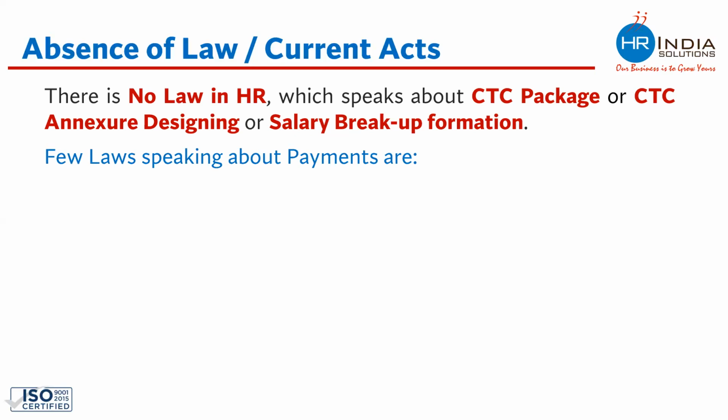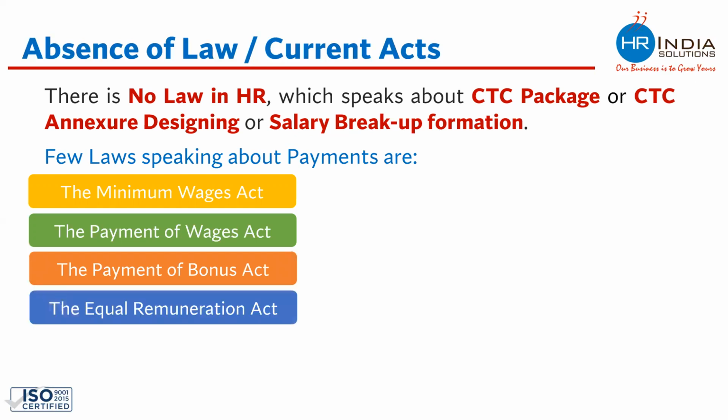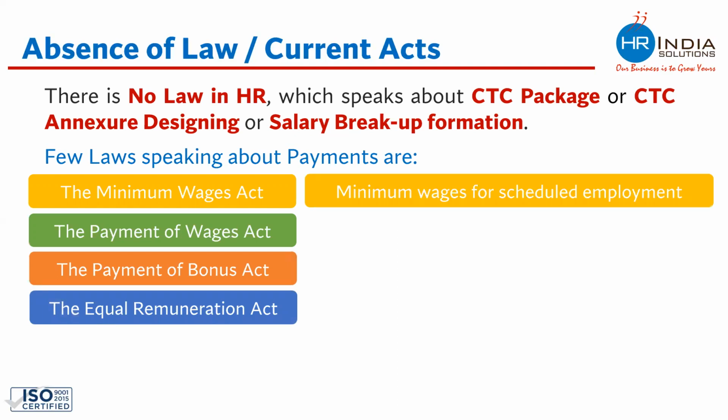Let's have a look at those. We have a labor law by the name of Minimum Wages Act. There is a labor law by the name of Payment of Wages Act. We also have a labor law by the name of Payment of Bonus Act. And there is a labor law by the name of Equal Remuneration Act. Let's try to understand what exactly these labor laws are taking care of. The Minimum Wages Act says that to a certain category of worker or manpower, this should be the minimum wages which should be paid. You cannot pay less than the minimum wages that the government has decided.